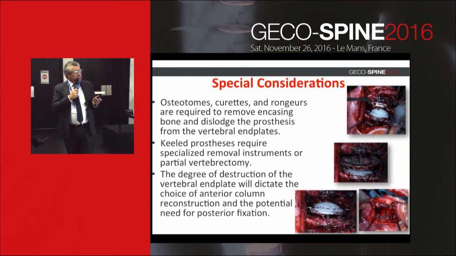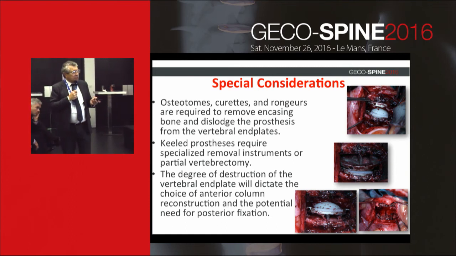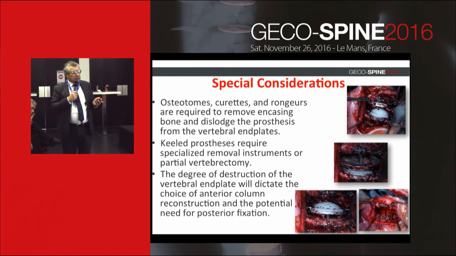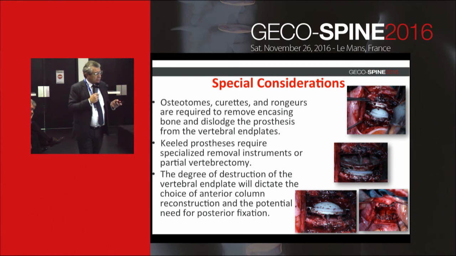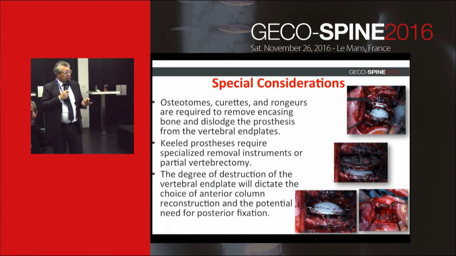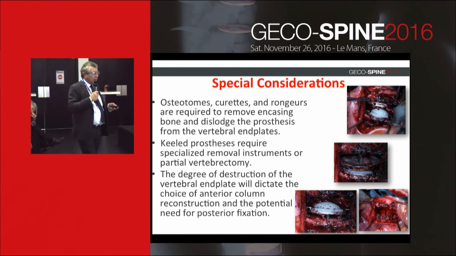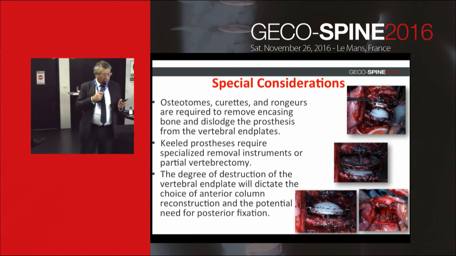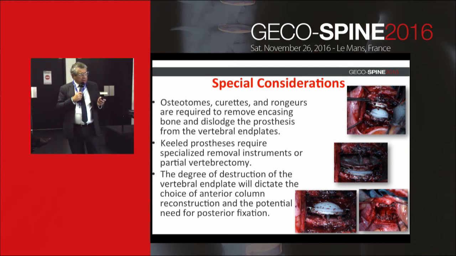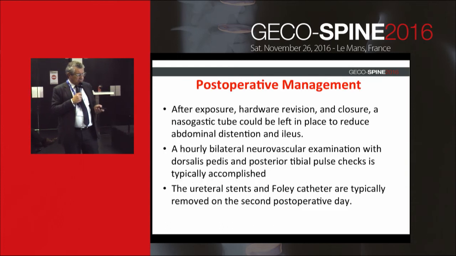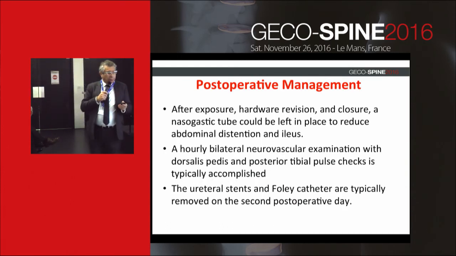Osteotomes, curettes, and rongeurs are required to remove encasing bone and dislodge the prosthesis from the vertebral end plate. Like in this case, we use the osteotome just to detach the vertebral end plate from the bone. Keel prostheses require specialized removal instruments or partial vertebrectomy. The degree of destruction of the vertebral end plate will dictate the choice of anterior column reconstruction and the potential need for posterior fixation. The postoperative management.